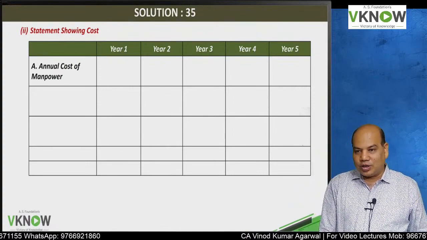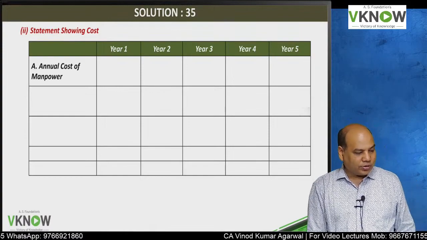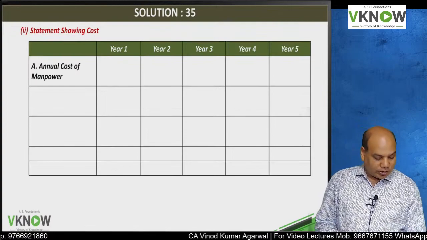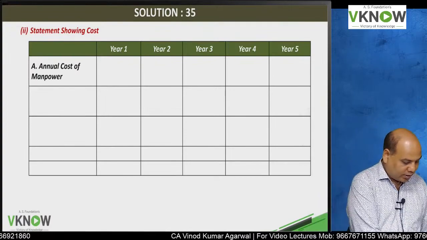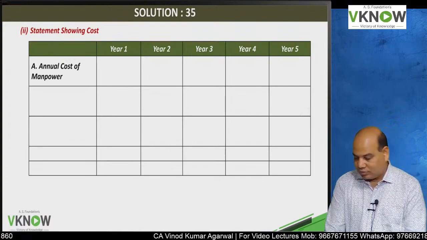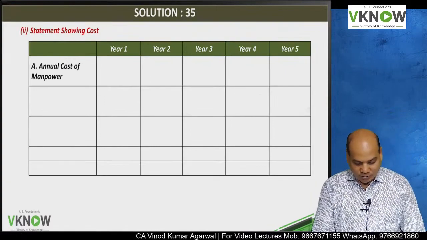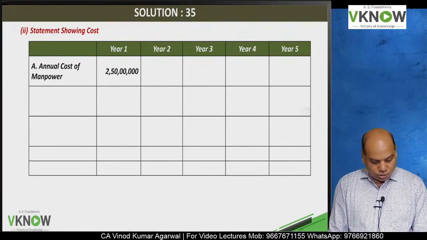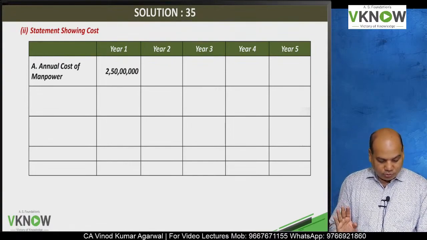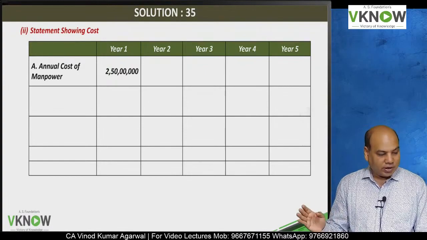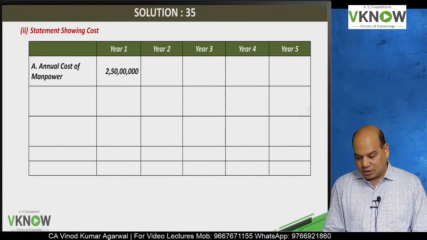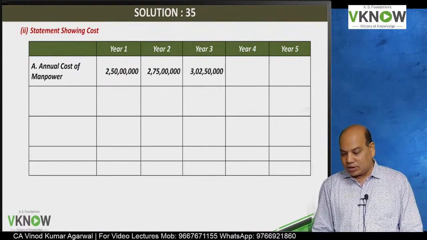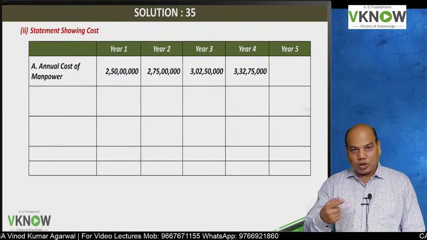Point number 2, write down statement showing cost. Now we have to do the costing also. Sometimes I forget whether I am a costing teacher or FM teacher. Annual cost of manpower is 2 crore 50 lakh. It will increase by 10% every year, plus 10%, plus 10%, plus 10%, plus 10%.